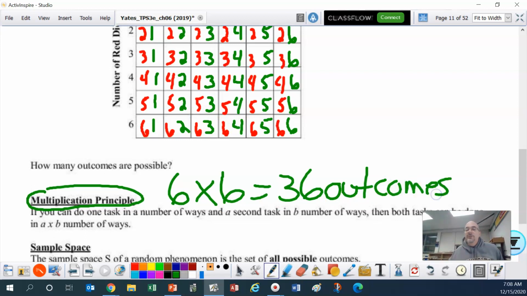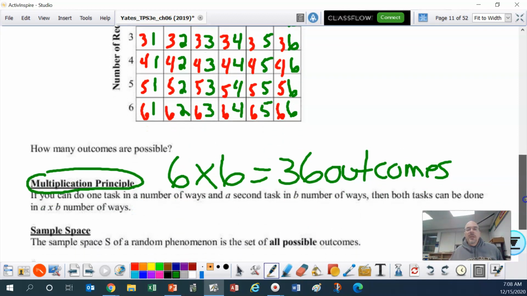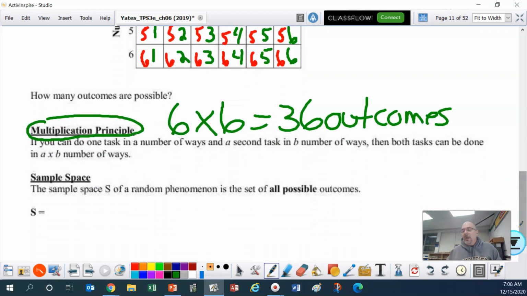Okay, so there are 36 outcomes. Now, the sample space. When we write out, there's 36 of these, and we're not going to write all of these out, but I want to give you an idea of the notation you use for sample space. Capital S equals, you use a bracket.